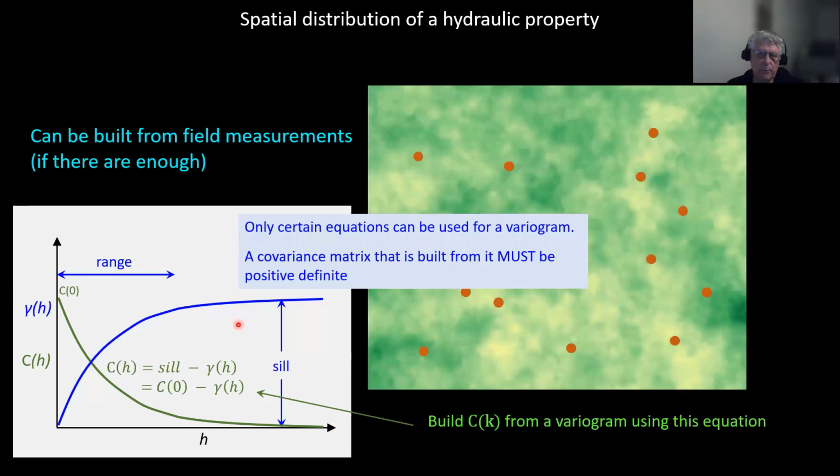However, a couple of points of caution here. We can't just use any equation for the variogram. This covariance matrix has to be positive definite, so only certain equations apply. And the common ones are spherical, Gaussian, exponential, and linear. So that's how we can very rapidly build a CK matrix in our groundwater modeling world to characterize statistically the randomness of model parameters.